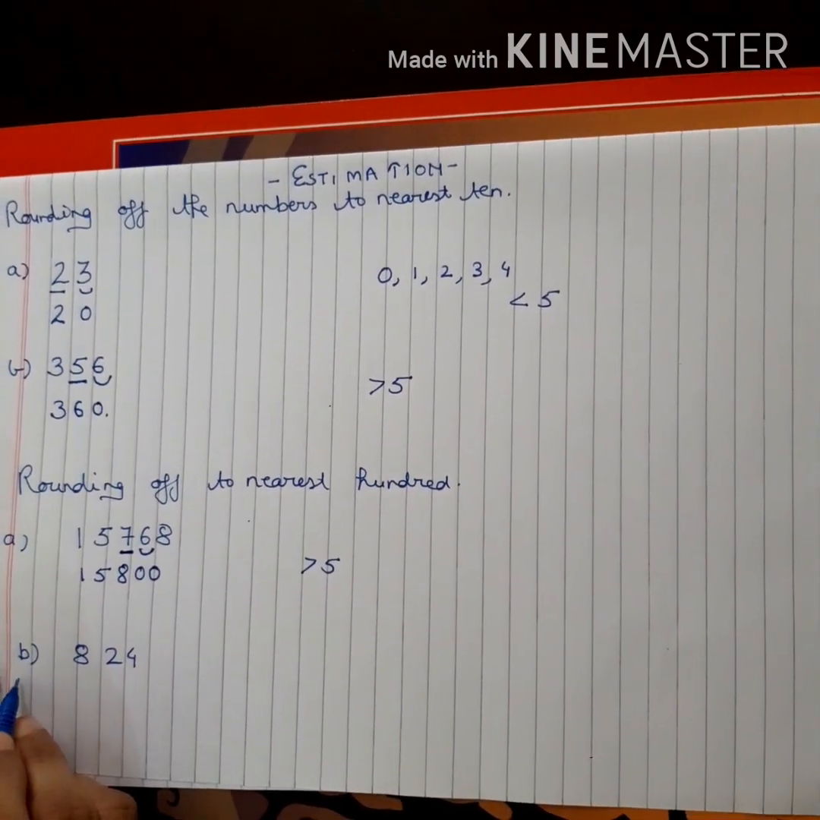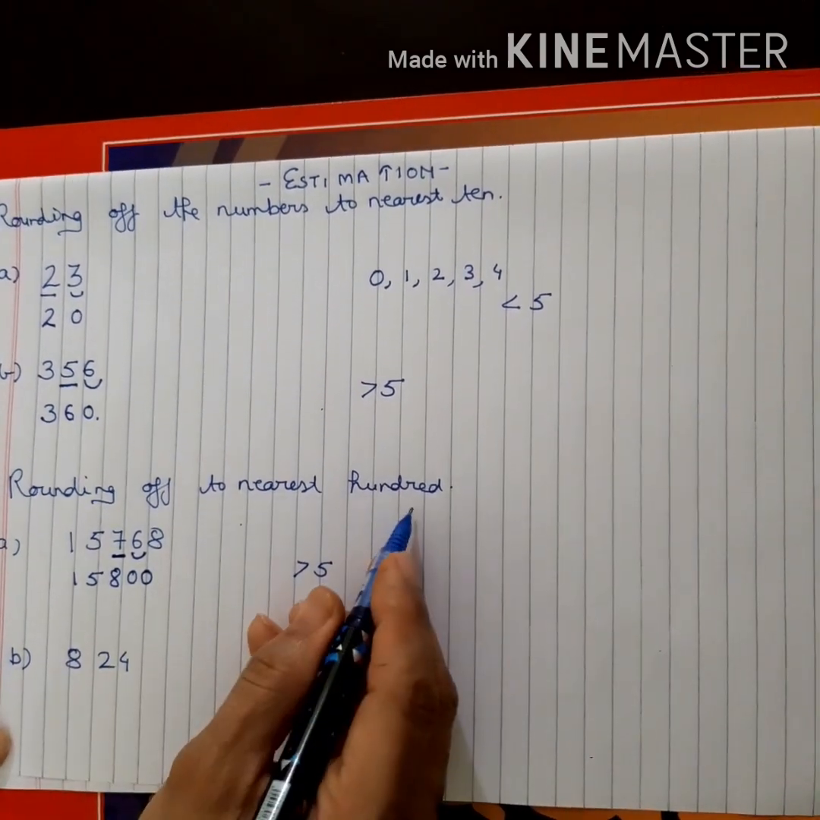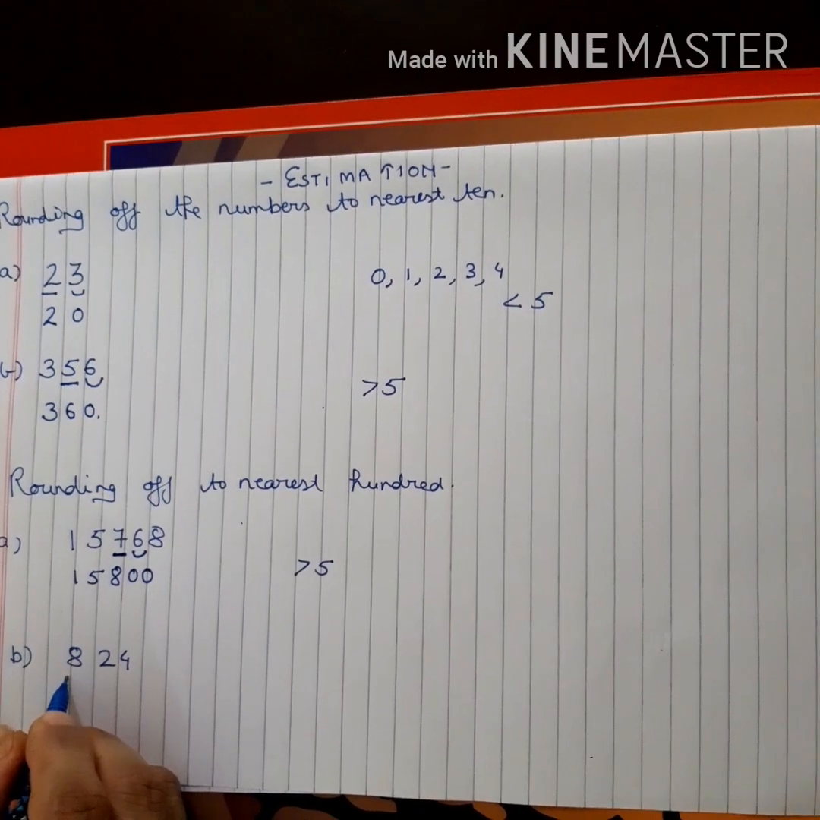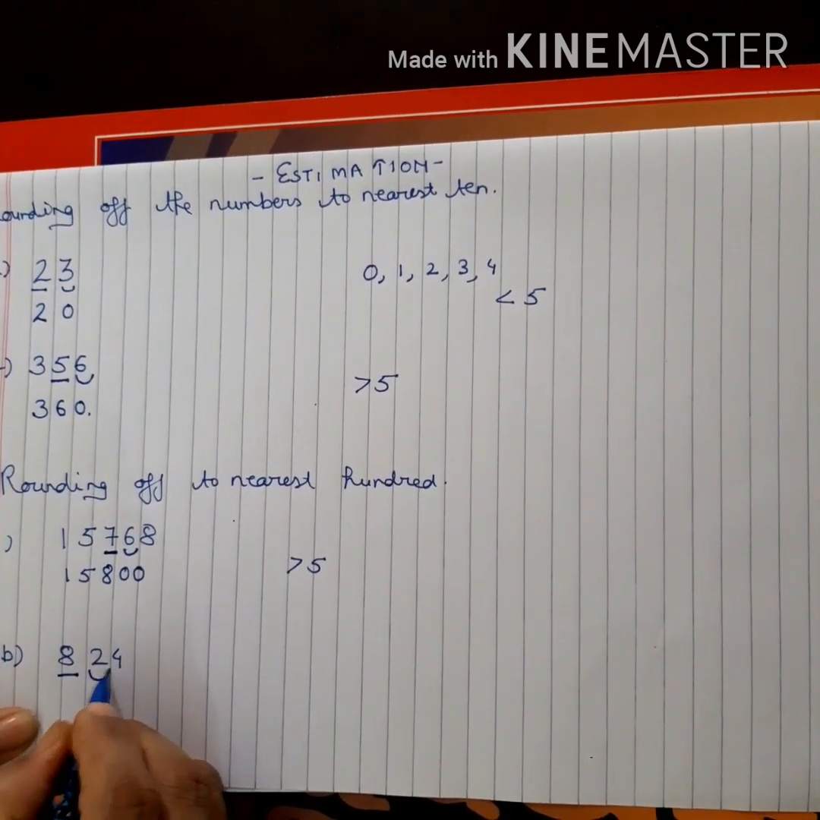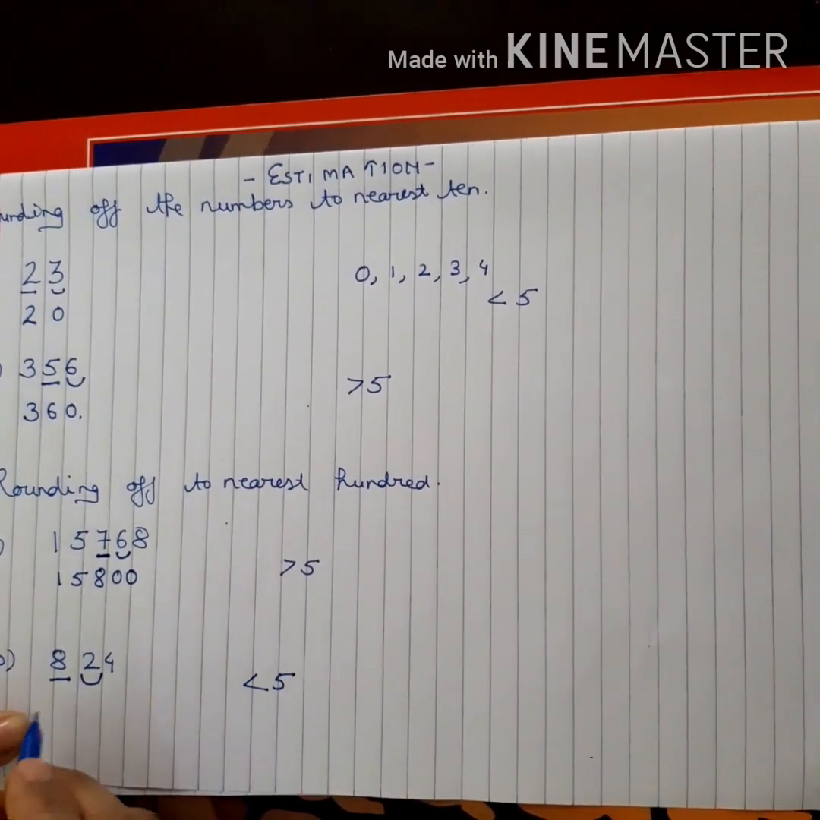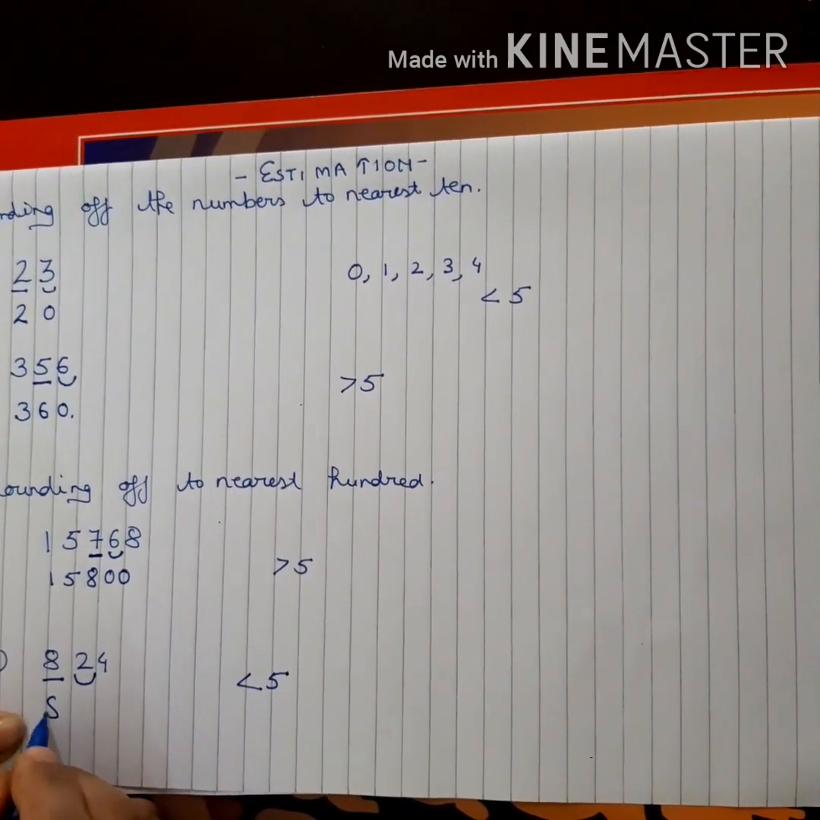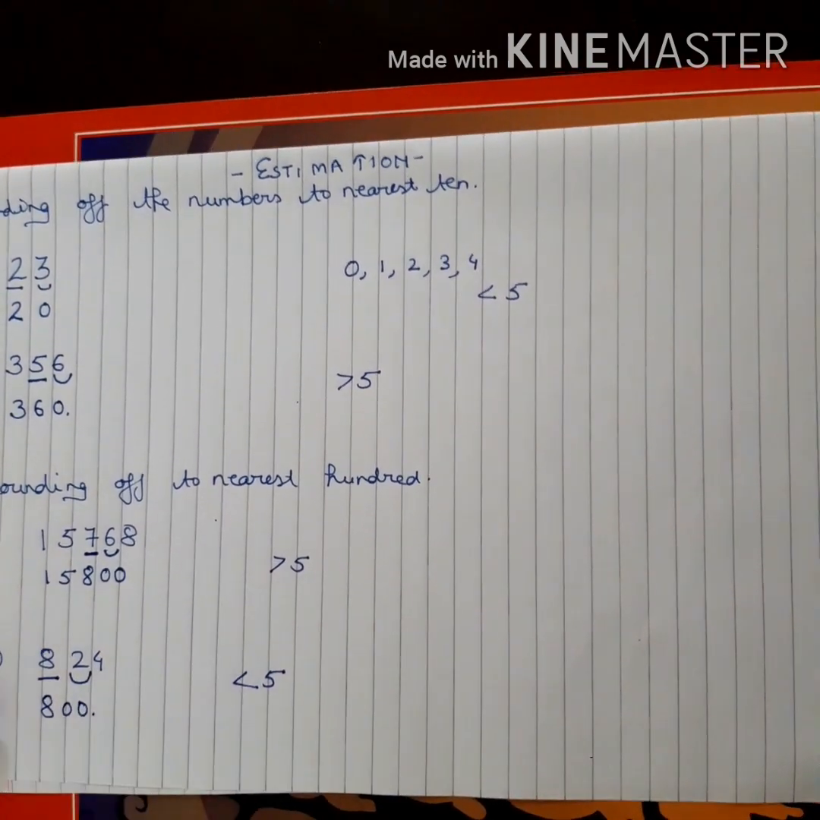Now let's take another example, 824. Now we are rounding off to nearest 100. So we underline the digit at 100 place. We will check the digit at tens place. This is less than 5. So this 8 will remain same and both these digits will become 0.